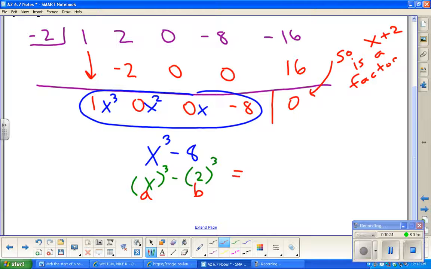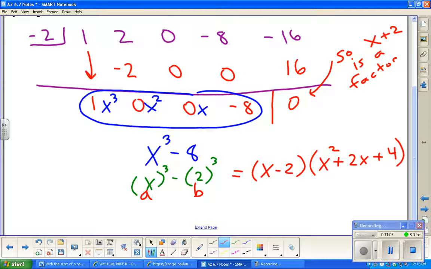So how does it work? A minus b, so x minus 2, and then it's always a squared, and this one's plus ab, 2x, right? ab, 2x, plus b squared, 2 squared, 4. So that's the perfect cube stuff. Again, look that over.